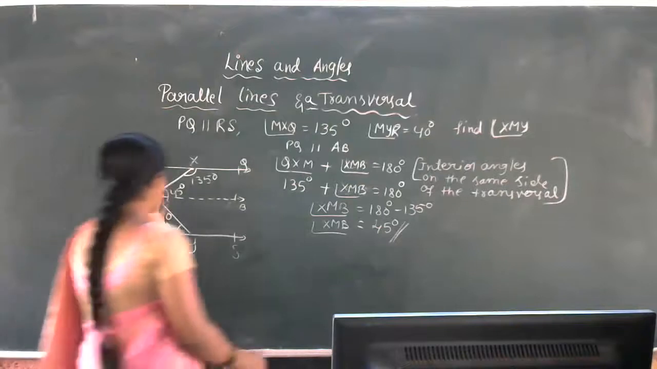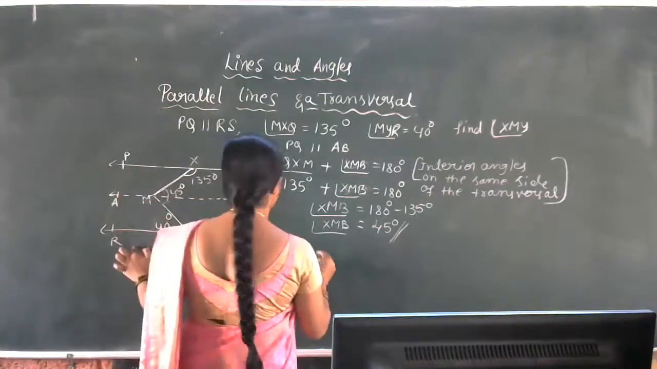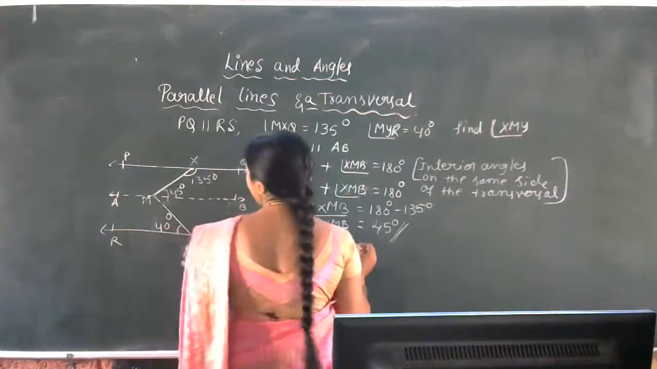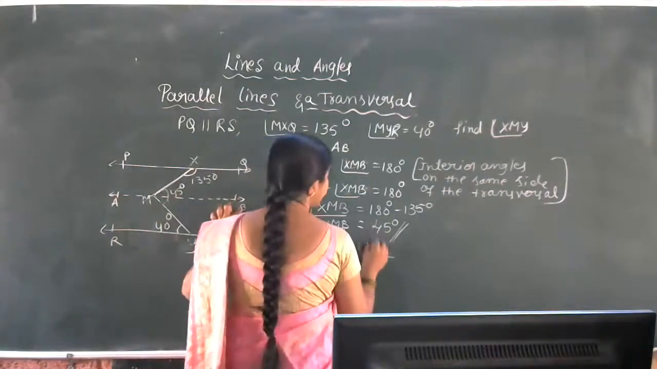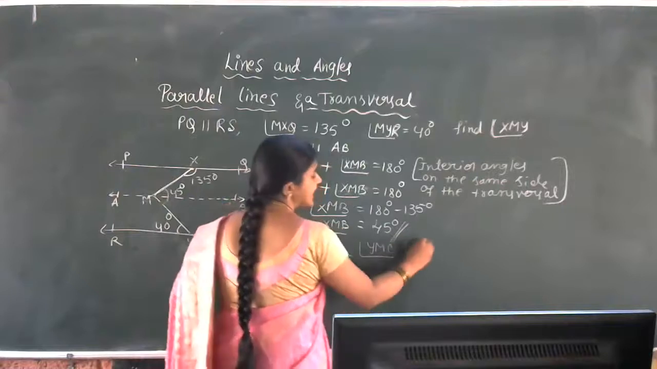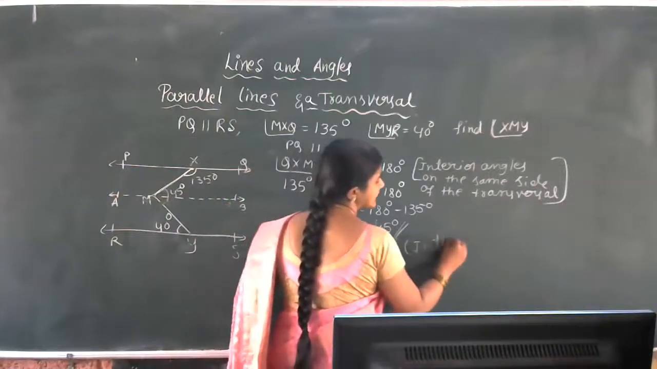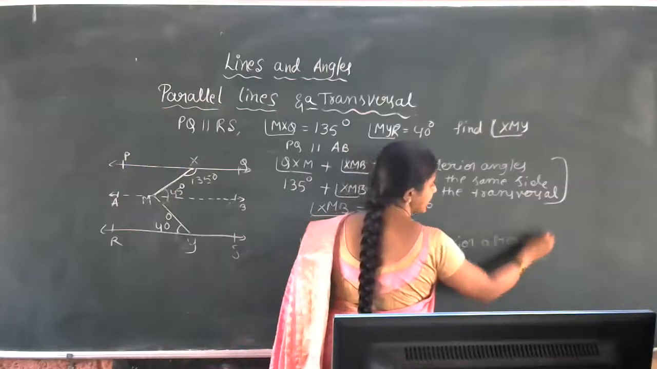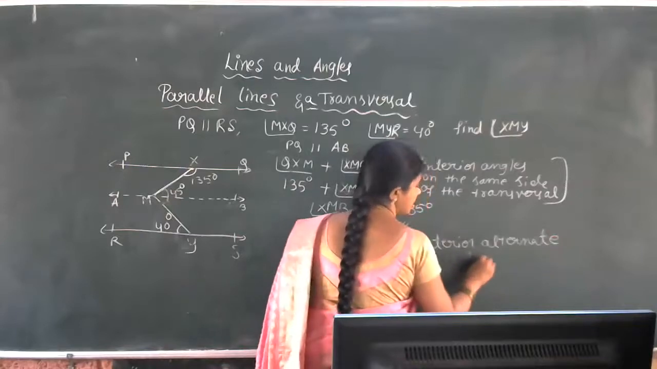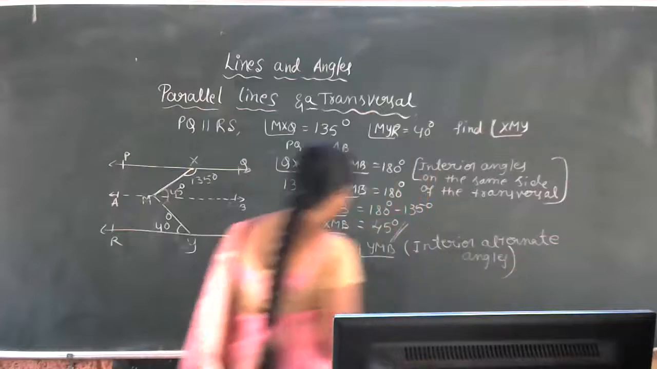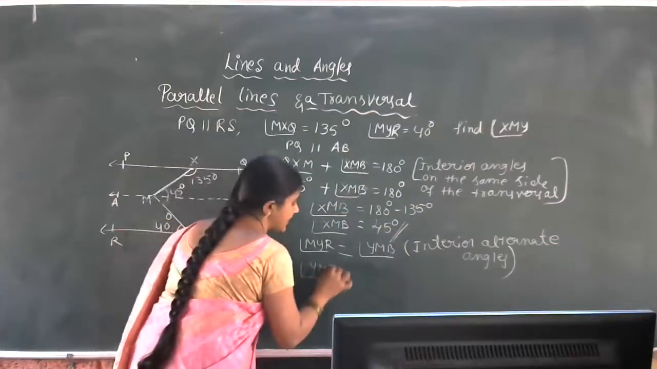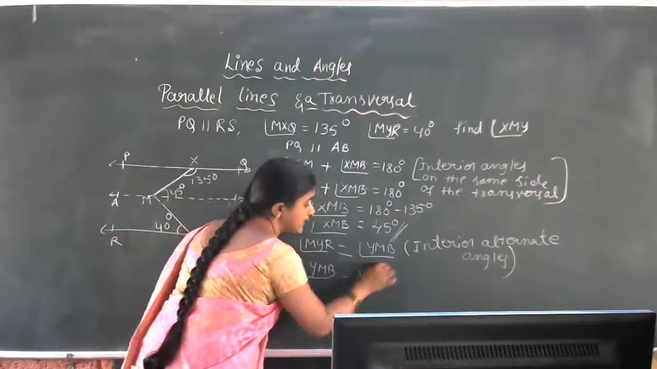See here, which angle is MYR? Angle MYR is equal to angle YMB, because of interior alternate angles. If MYR is 40 degrees, angle YMB is also equal to 40 degrees.